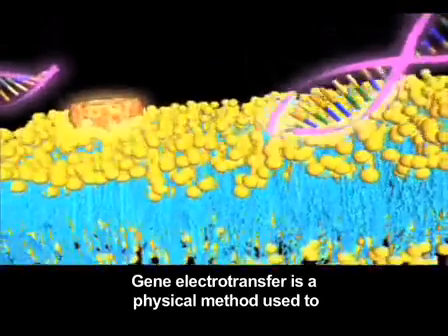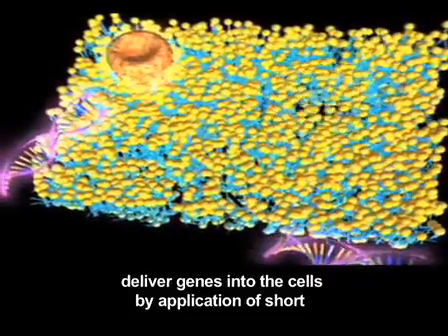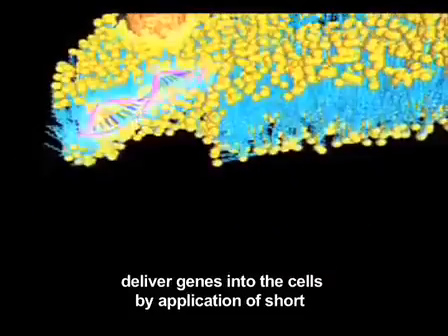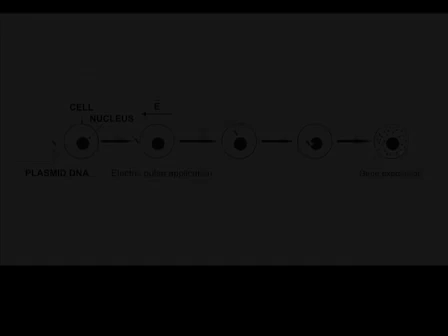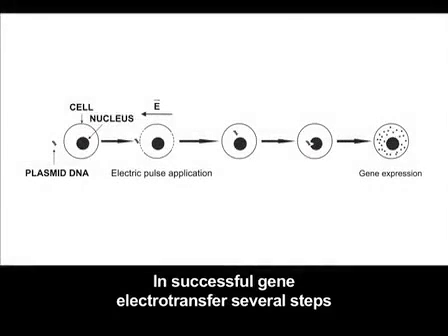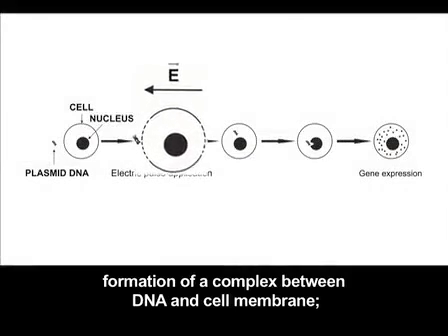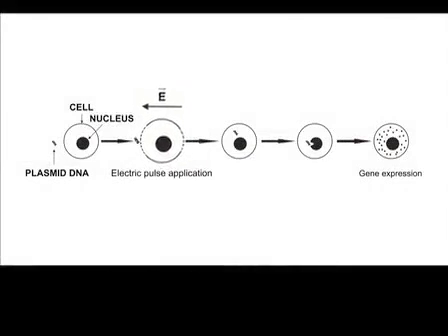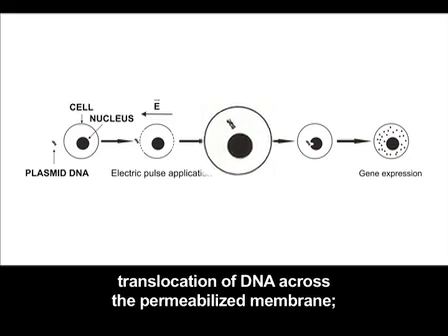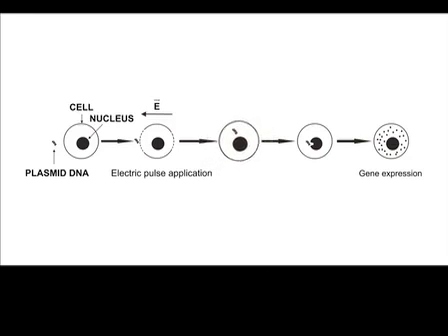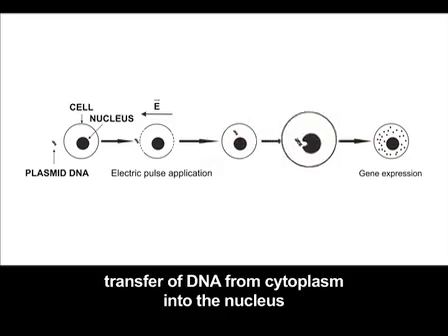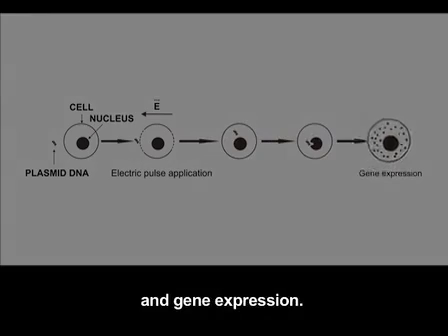Gene electrotransfer is a physical method used to deliver genes into the cells by application of short and intense electric pulses. In successful gene electrotransfer, several steps are involved. Formation of a complex between DNA and cell membrane. Translocation of DNA across the permeabilized membrane. Transfer of DNA from cytoplasm into the nucleus and gene expression.